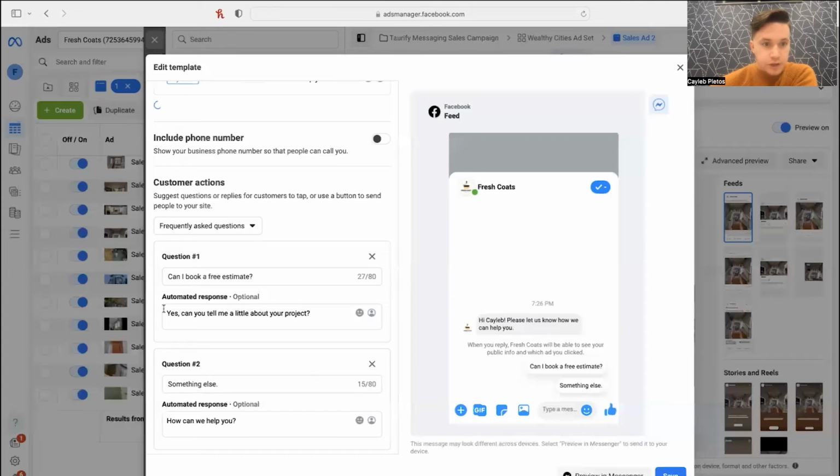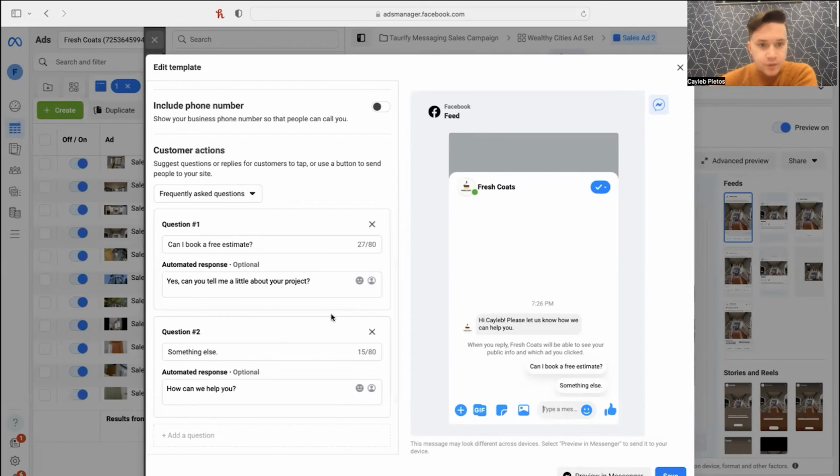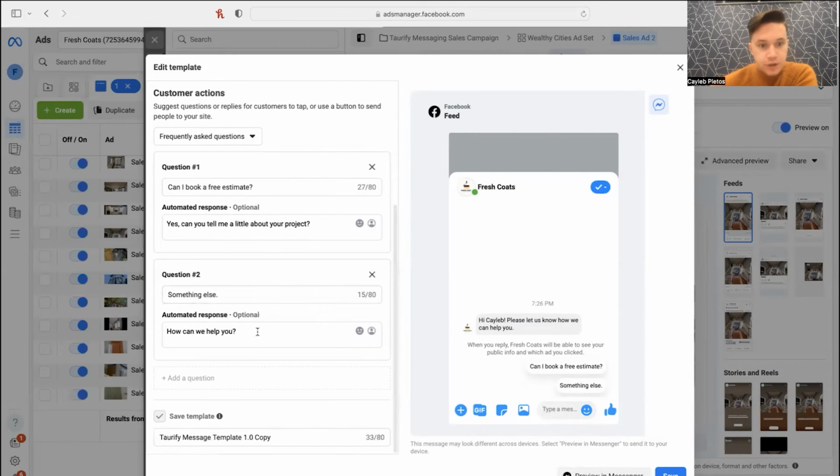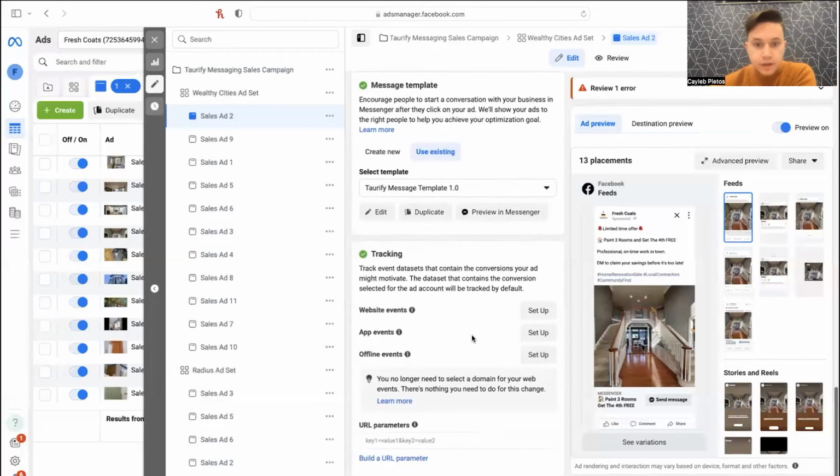And then we have a little automation set up here. This is the frequently asked questions. Yes, can you tell us a little bit about your product? This helps to tee up the conversation for you. Something else, how can we help you? So maybe if they have a certain question or whatever, that would be a great place they can ask that. So that's how all of the ads are set up.